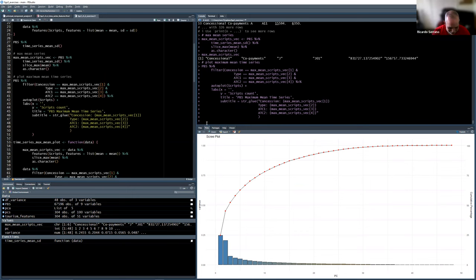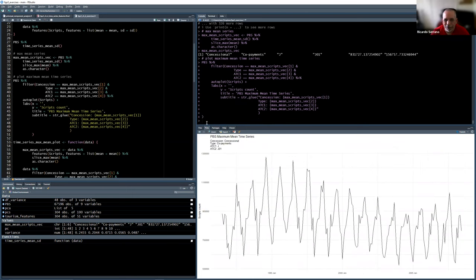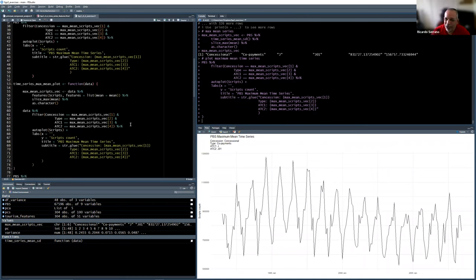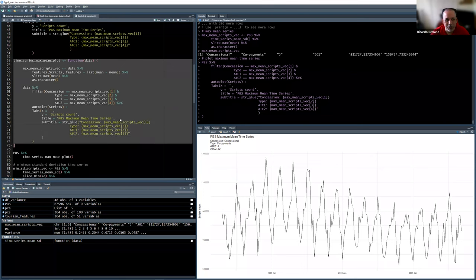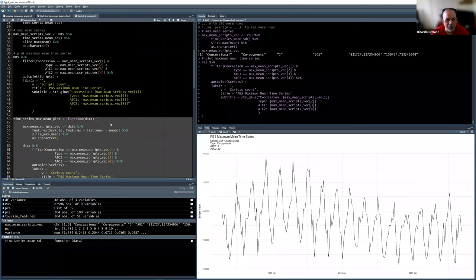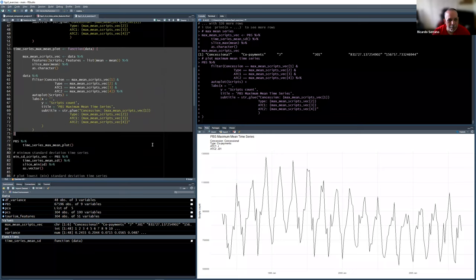Okay, let me get this. So this is a time series, right? But now what we want to do is create a function for that. In other words, I want to create a function that plots the maximum time series for the PBS or something similar. If you receive new data, for example, you can use that function to recreate your analysis. So this is the function, which is very similar to this one.